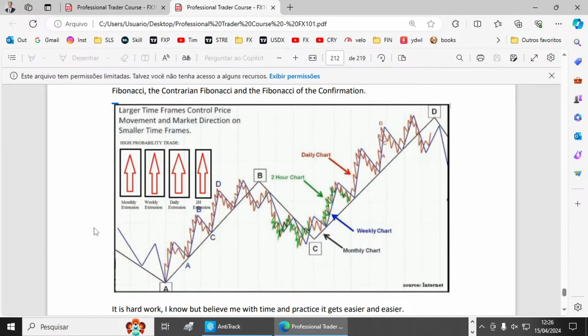The weekly, the blue one, is in an extension. The daily, which is the red one, is in an extension too. And from the picture, I'm trading the 4 hour, but the 2 hour chart is in an extension too.